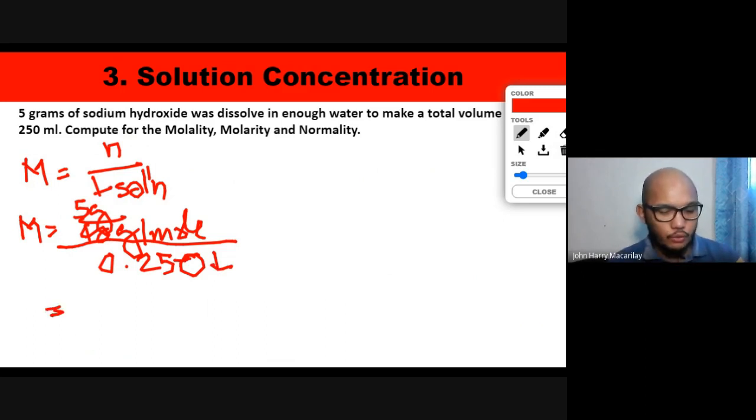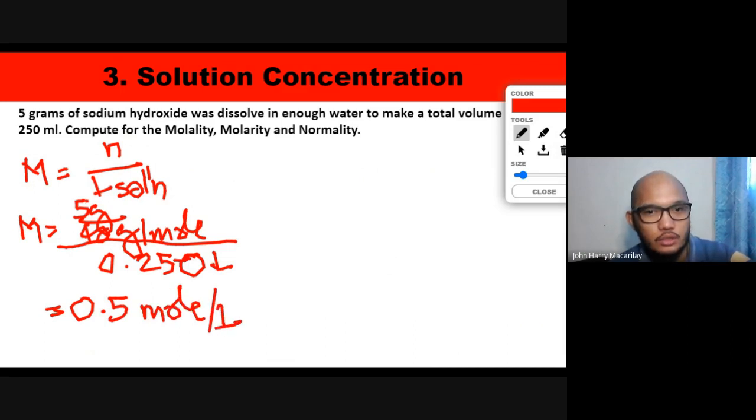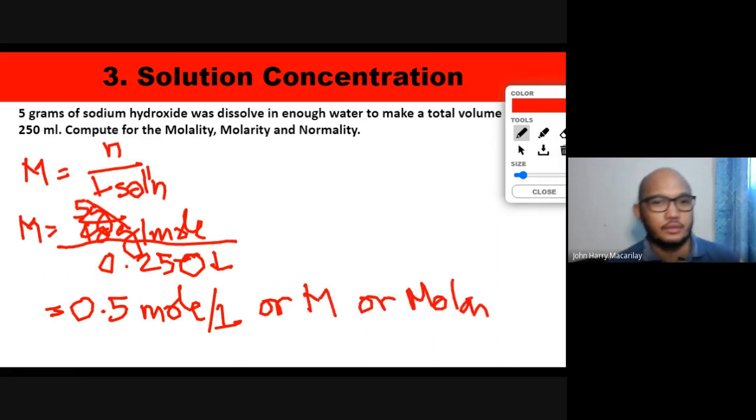What would be the answer? So 5 divided by 40 divided by 0.250. Answer is 0.5 moles per liter. So cancel the unit of grams, or you can make use of capital letter M, or the molar. Yeah, so that's for molarity.